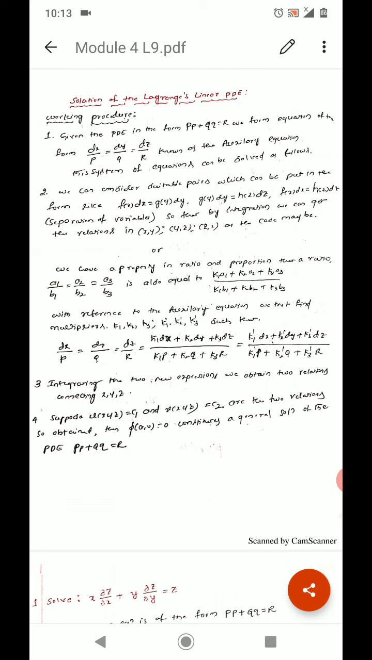So if the given partial differential equation is in the form of Lagrange's linear partial differential equation, Pp plus Qq is equal to R, we form the equation of the form dx by capital P is equal to dy by capital Q is equal to dz by capital R, which is the auxiliary equation. So this system of equations is to be solved to get the solution.